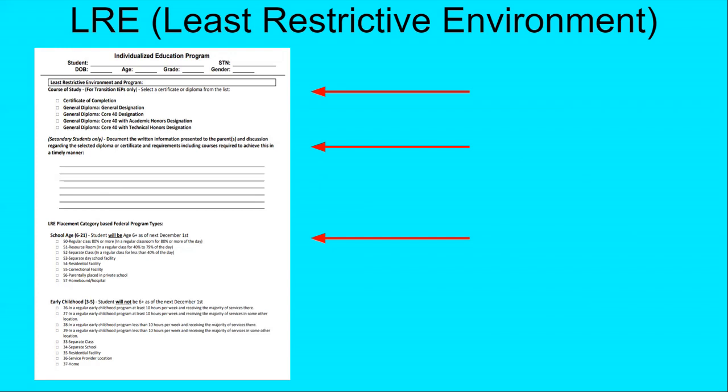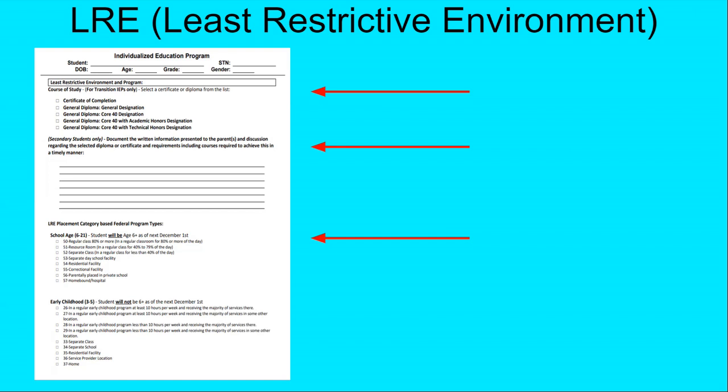So LRE placement categories, as I said, in that pyramid, you have the least restrictive, and then you have the most restrictive. So in grade, if the student is age 6 through 21, there are different categories, and each one has a code. So level 50, which I would say probably 85 to 90% of special ed students fall into that category. A level 50 means that they're in the regular class for 80% or more of the day.